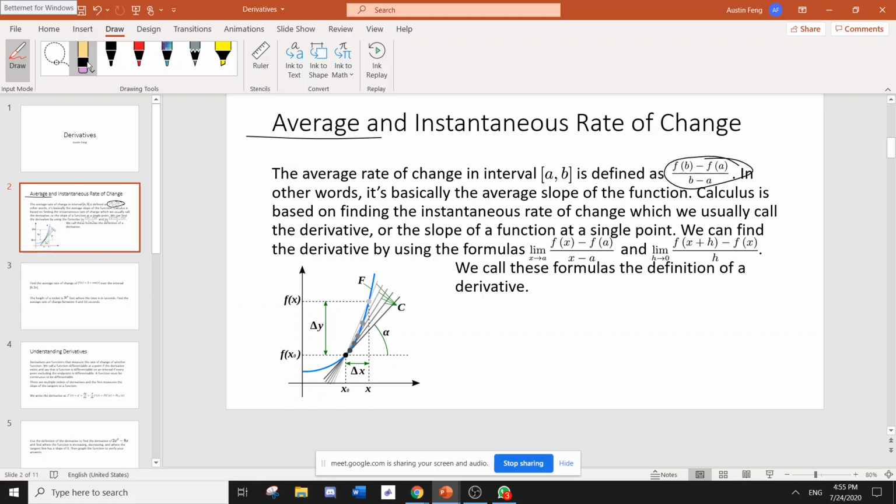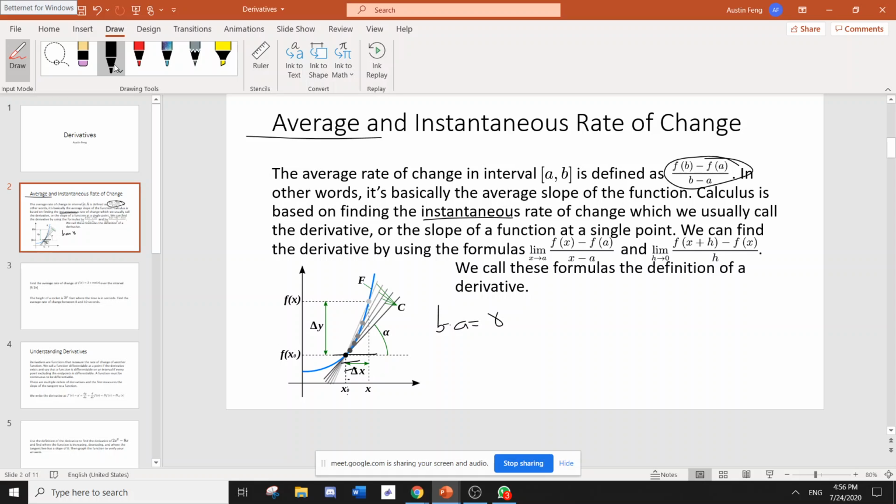So calculus is basically finding the average rate of change on a tiny interval. You have this interval right here, and it's getting smaller and smaller. When the limit of b minus a gets to 0, we get the instantaneous rate of change, which we call the derivative. It's essentially the slope of the function at a single point, and specifically it's the slope of the tangent line at that point of a curve.